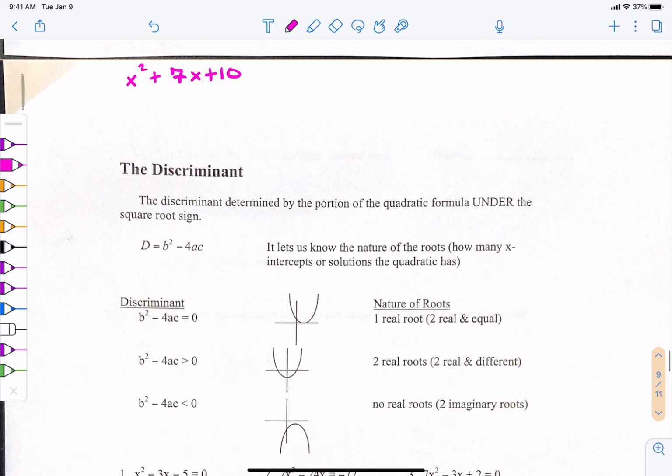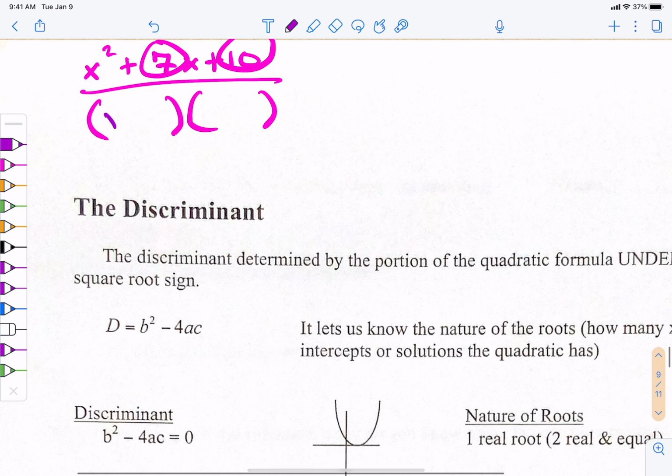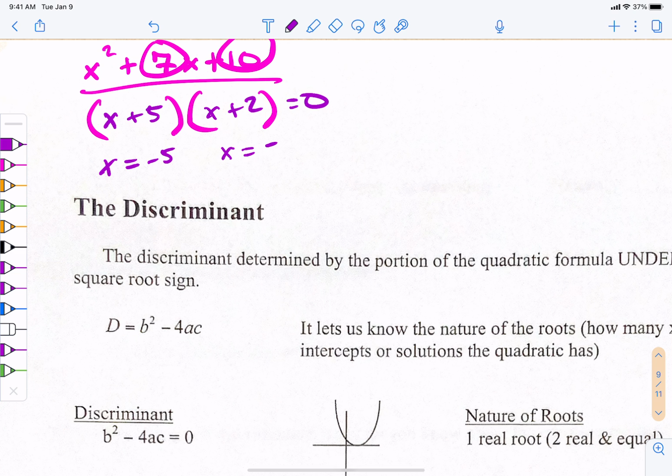But yesterday we were dealing with stuff like x squared plus 7x plus 10, and that is a simple trinomial. When you break it down, what can you multiply to get 10, but when you add them, give you 7? 5 and 2. So you would say x plus 5, x plus 2, but when you set those equal to 0, x is actually equal to negative 5 and negative 2.